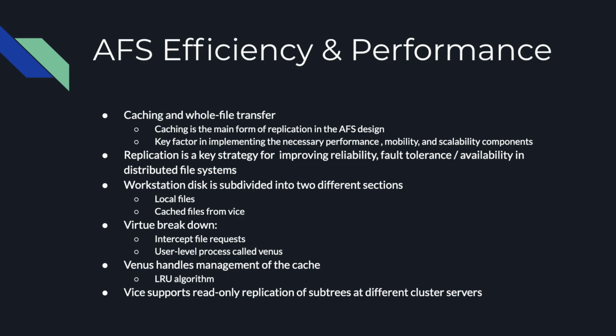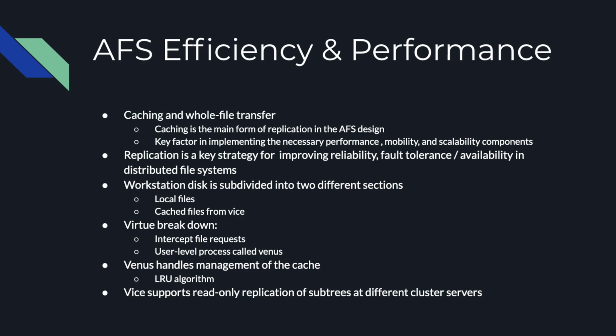Local files are the files that the user leaves on their local machine. Cache files are files that the user has used through the Andrew file system. These are cached in order to keep the server overhead minimal. Cache files from Vice. Caching reduces load on potentially centralized resources.